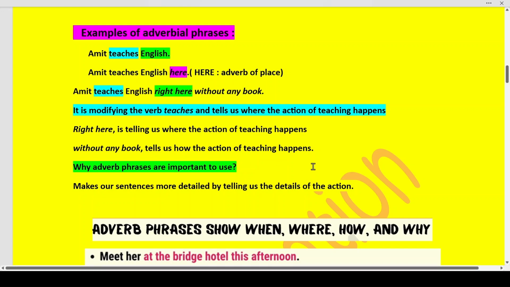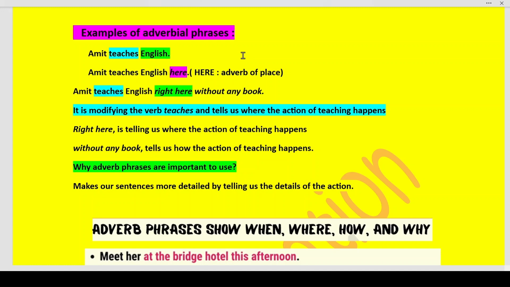Now, why do we need adverbial phrases? Why are they important? Because they make our sentence more detailed by telling us the details of the action. First sentence simply tells us Amit teaches English. Second sentence is making it more meaningful by saying where he is teaching. Amit teaches English here. It is answering the question where. Third sentence, Amit teaches English right here without any book. How is he teaching? Without any book.